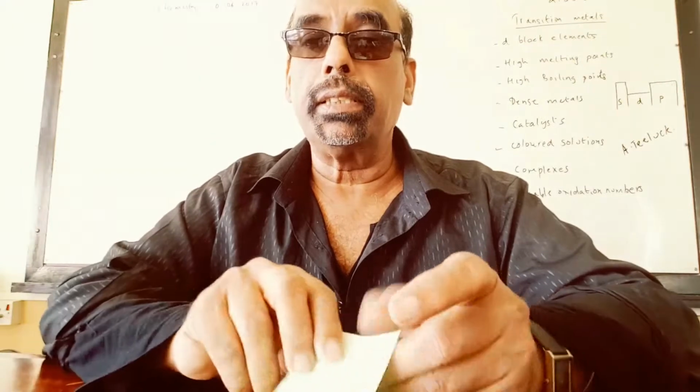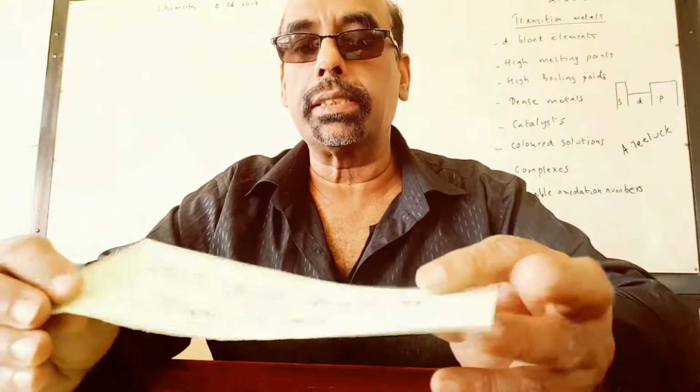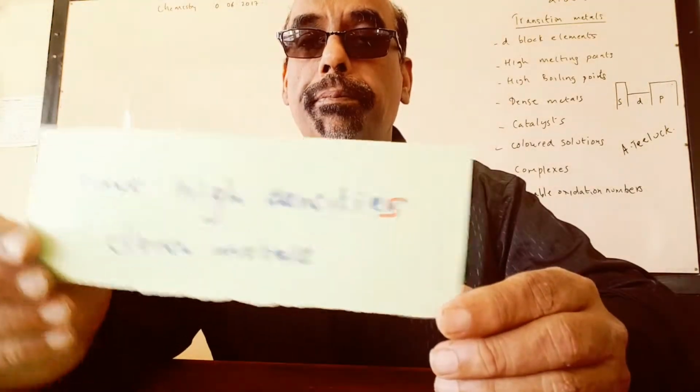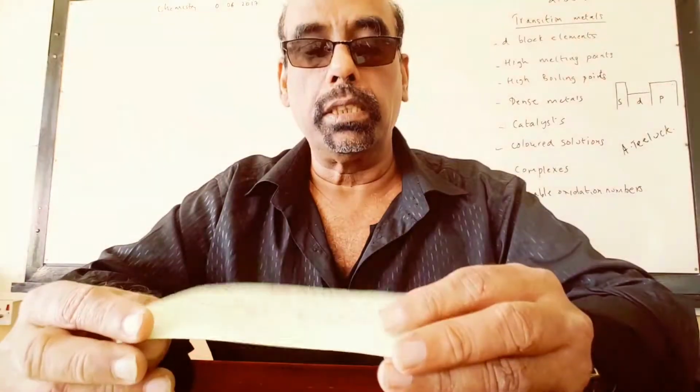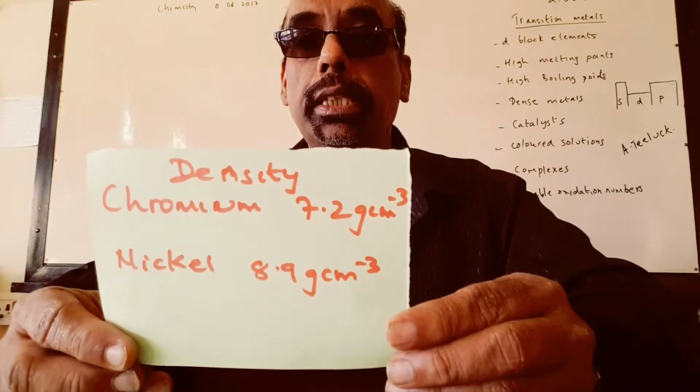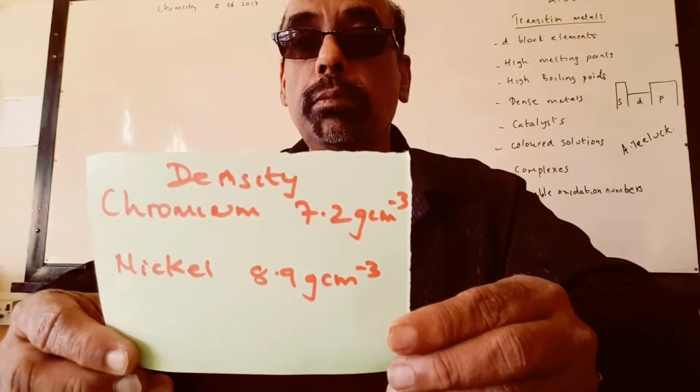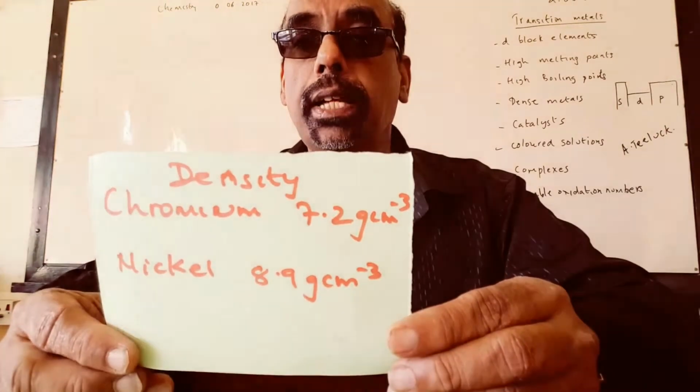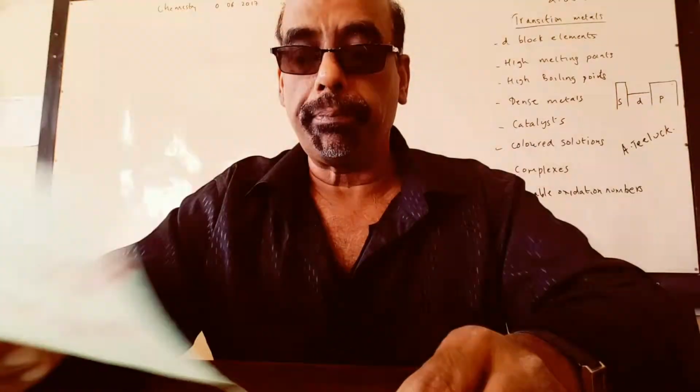These metals have high densities. They are dense metals. If we refer to their densities, the density of chromium is 7.2 gram per centimeter cube. So 1 centimeter cube of the metal has a mass of 7.2 gram.